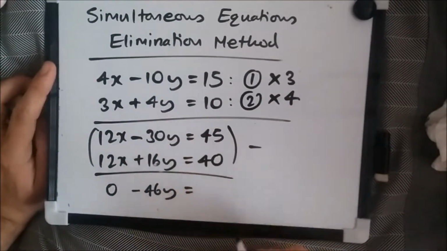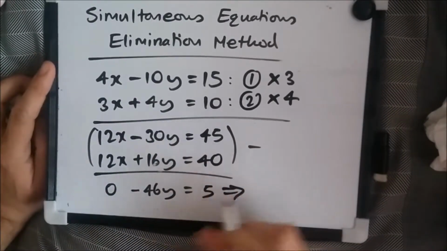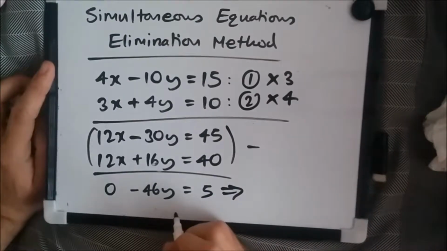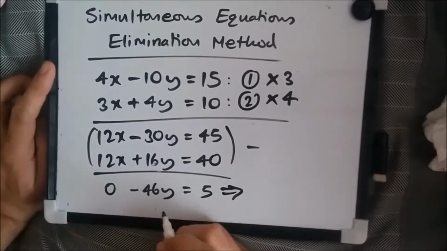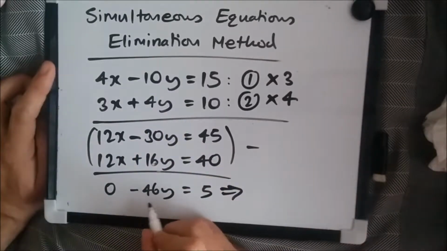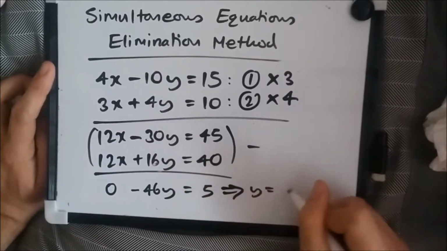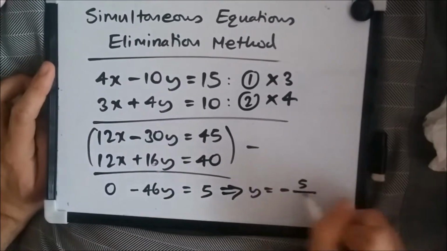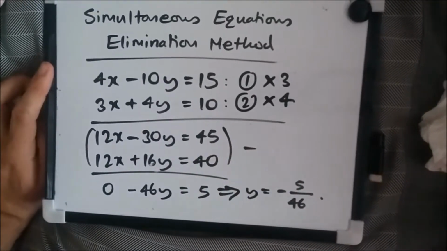And now here, 45 take away 40, you just get 5. And lastly, yes, it does look quite ugly, but it is possible to get solutions in this form. So once again, separate minus 46, you want to divide it across. So this means that y equals minus 5 over 46. And that's it. We found y.